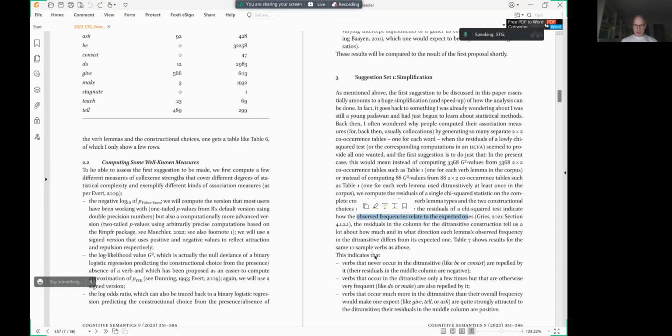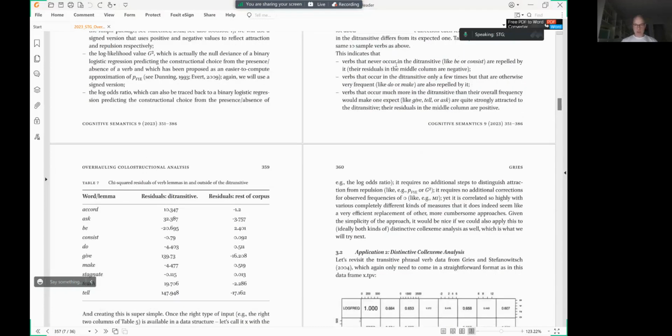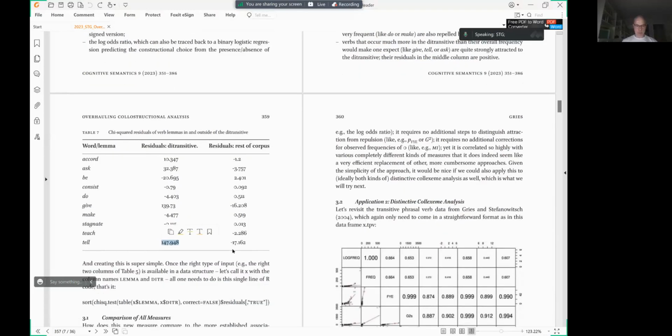So table 7 shows results. Here are the results. Verbs that never occur in the ditransitive, like be or consist, have highly negative residuals. They are repelled by the construction. Verbs that occur in the ditransitive a lot, like give and tell and ask, have very high positive residuals. So it works exactly like one would want.